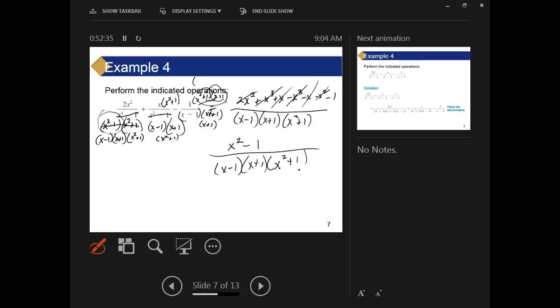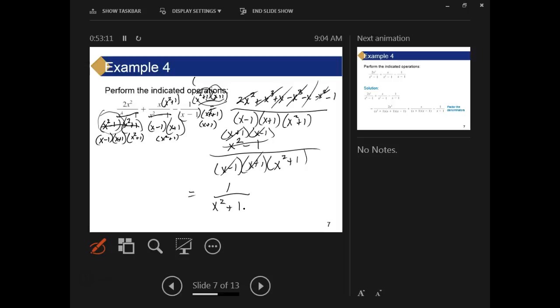Now, that's what we wound up with. You think we ought to leave it like that? No. What should we do? Factor the numerator. And what does it factor as? X plus 1 times x minus 1. Look at that. These go out and those go out. So you're left with 1 over x squared plus 1. Okay?